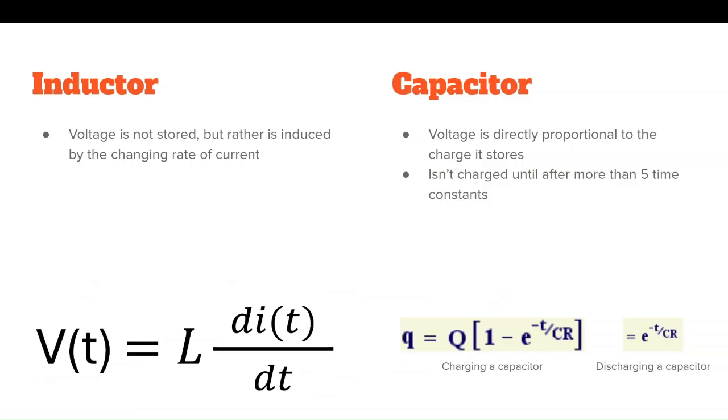Voltage in capacitors and inductors. In an inductor, voltage is not stored, but rather is induced by the rate of change of entering current. Quicker changes in current induce a stronger voltage, which opposes the rate of change of current. As the current approaches its maximum value in the inductor, the induced voltage decreases until it is no longer present. Alternatively, in a capacitor, voltage is directly proportional to the charge it stores within the capacitor.